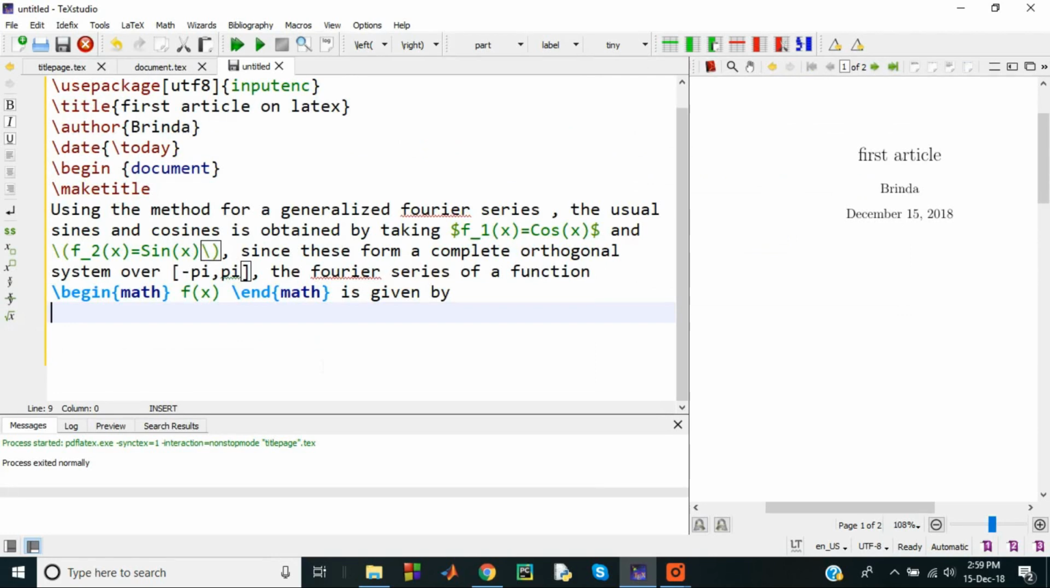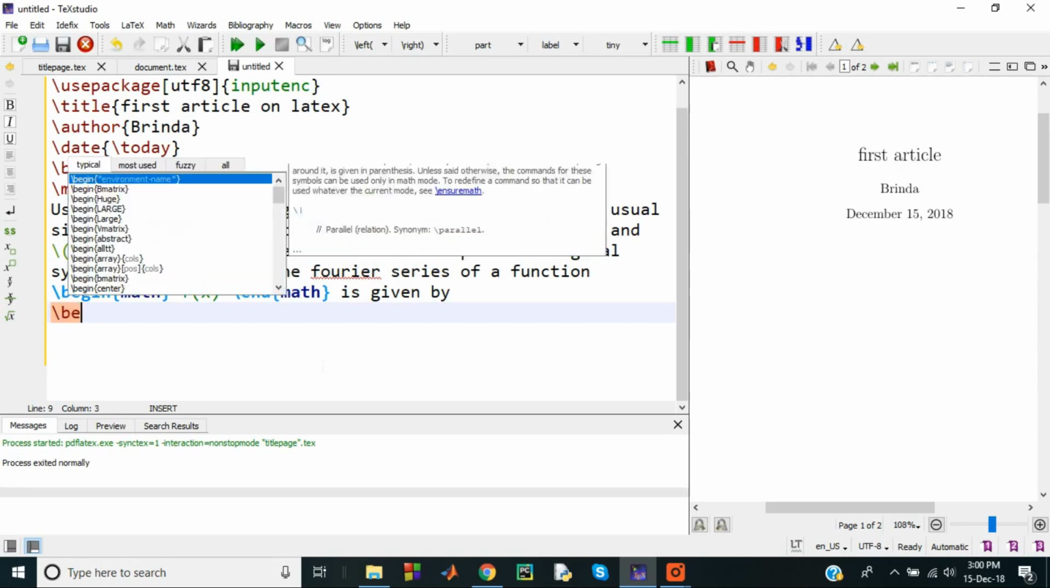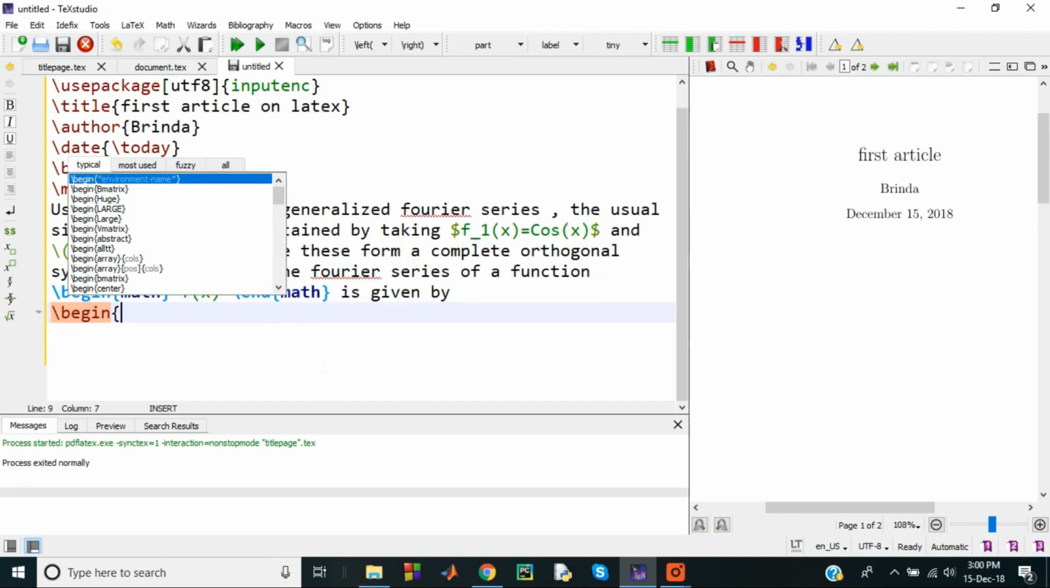Now to display the equation in a separate line, we can use the display mode. There are different delimiters for that. For example, you can use begin equation or begin display math.